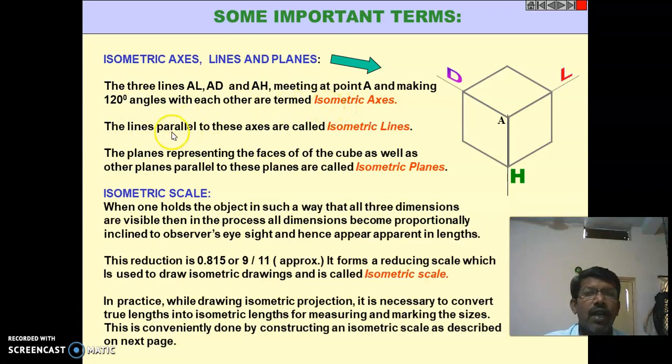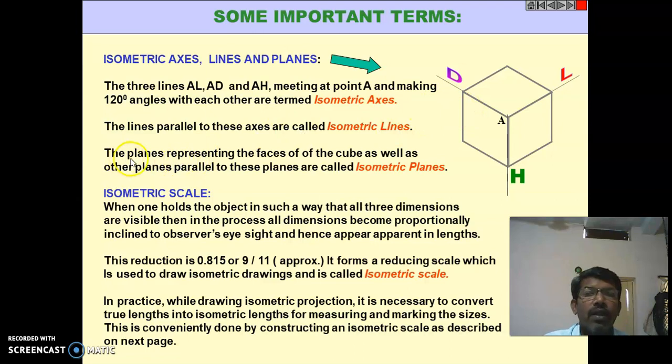After that, the lines parallel to this axis. Suppose AH is one of the axes. What are the lines parallel to AH? This is one line, this is another line. And what are the lines parallel to AL? This is another line, and this is also another line which is parallel to AL. And if you come to AD, an isometric axis, what are the lines parallel to that one? One is this one, and another one is this one. So these 1, 2, 3, 4, 5, 6, and all these lines are the isometric lines.